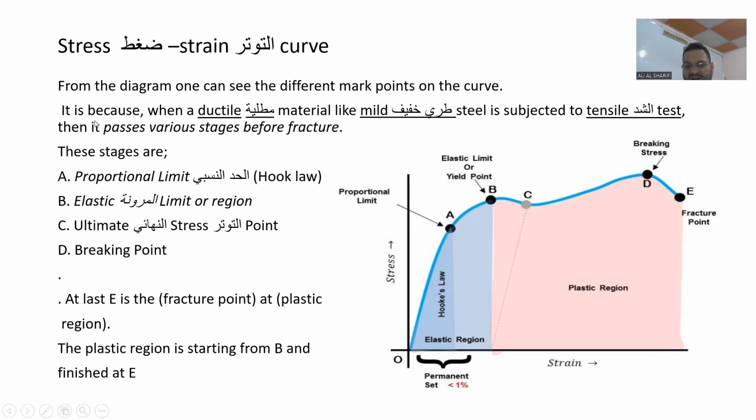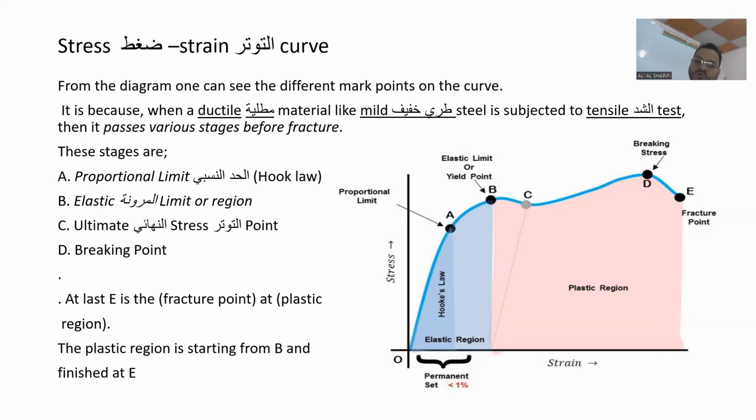Here, from the stress-strain diagram, we can see the different marked points on the curve. It's because the ductile material, a material with some specific characteristics like mild steel, is subjected to a tensile test. Here we have some stages before this bar material reaches the fracture point, before breaking down.